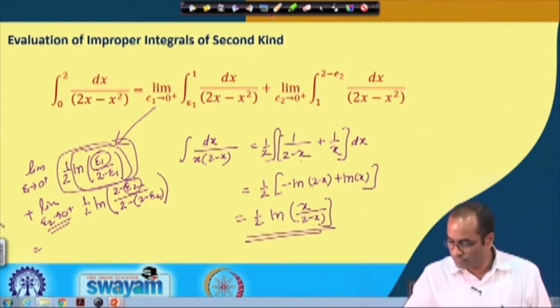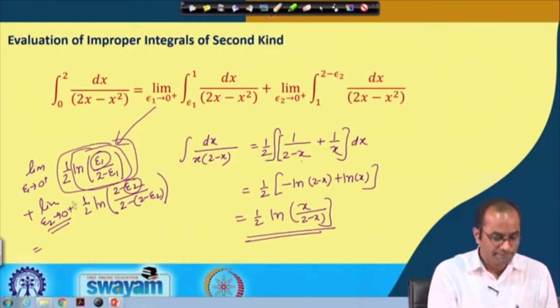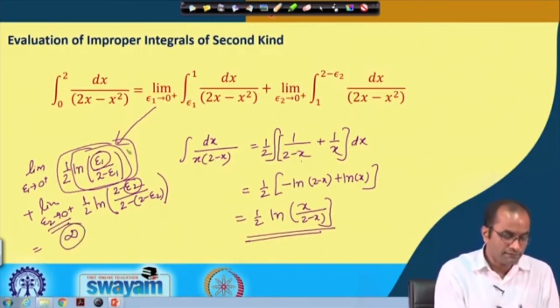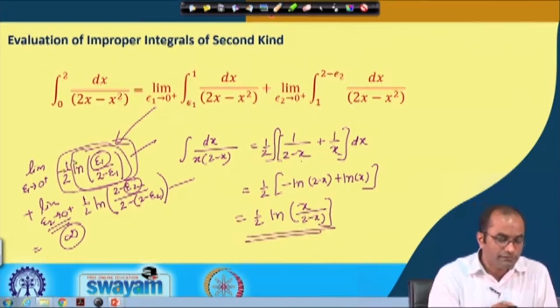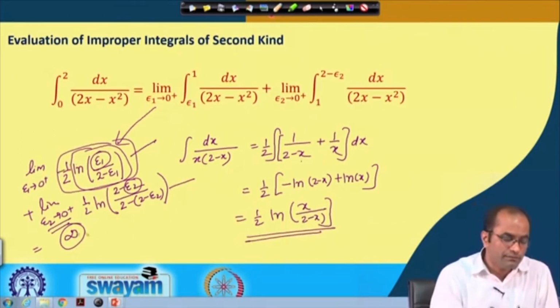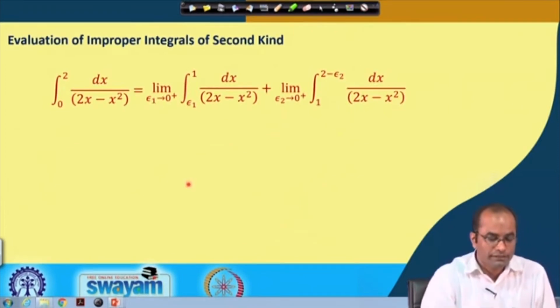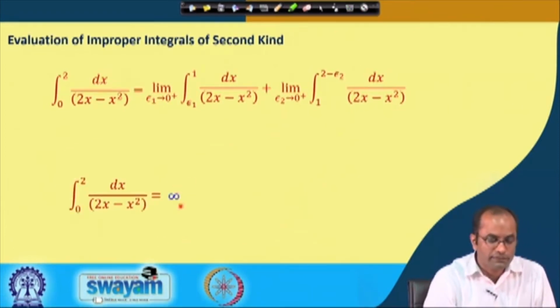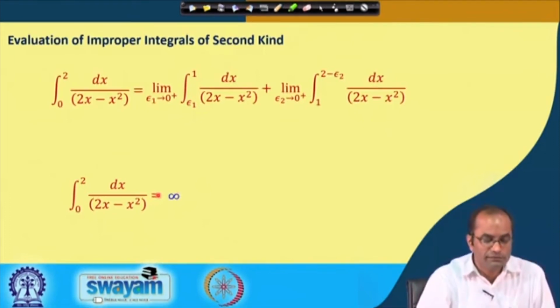So, we have 2 minus x and this is going to infinity, this is also going to infinity. So, our integral is becoming infinity plus infinity. So, this is not convergent. So, in this case, this integral does not converge because the value is going to infinity, and this integral diverges.